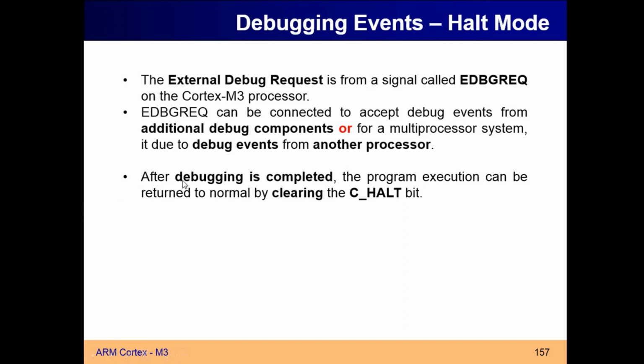Then after the debugging is completed, how will you bring back the processor to the active mode from the debug mode? How will you take the processor? C halt bit should be cleared. So whenever C halt bit is cleared, processor will come out of the debug mode. C halt bit can be cleared either in the software or by the debugger.